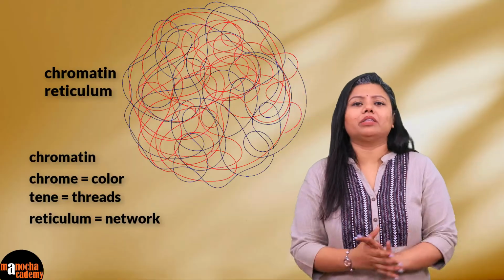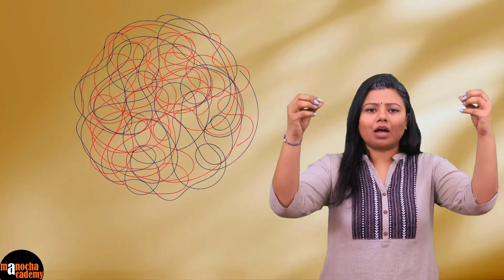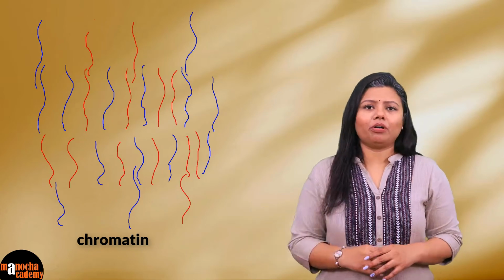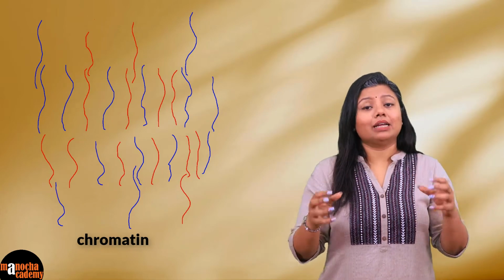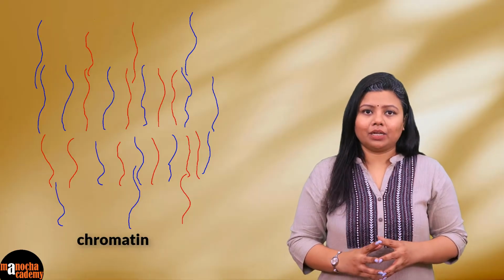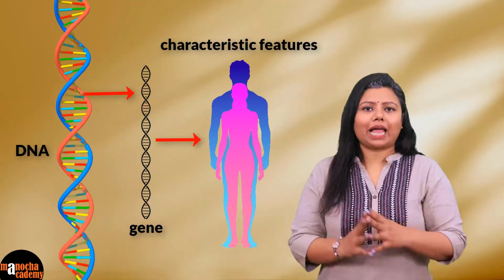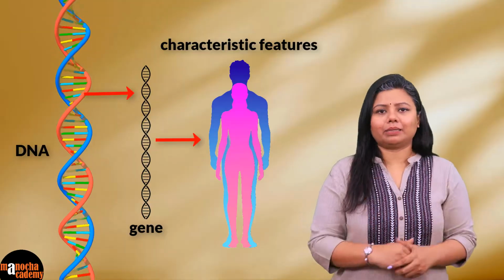If I try to find out what this chromatin reticulum is made up of, you can obviously stain it and observe it under the microscope as threads. But if you start separating the network, you will see that it is made up of small thread-like structures which are called chromatin. So not reticulum anymore; we have separated the colored threads, now they are called chromatin. These chromatin fibers contain DNA, and you all know that DNA gives rise to genes, which help in a certain characteristic feature.